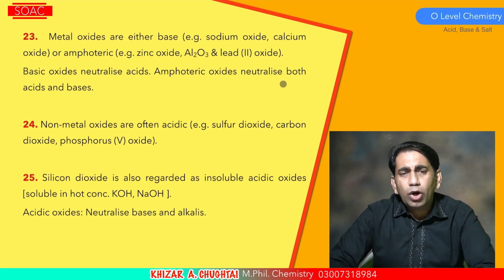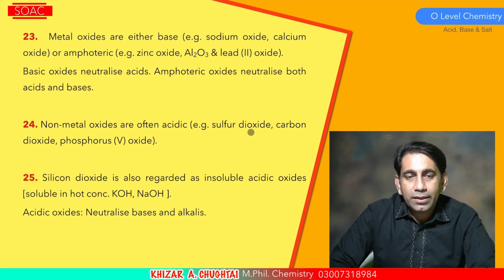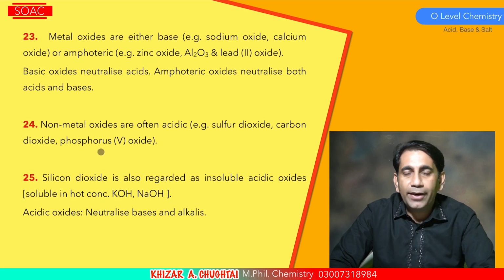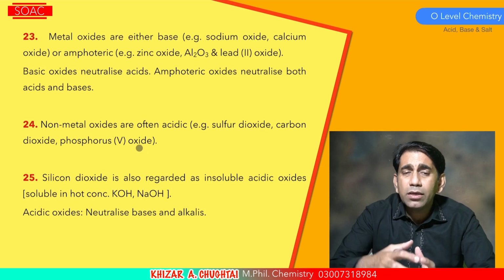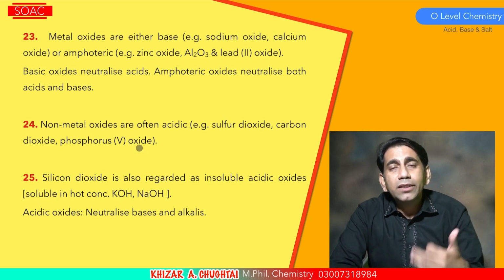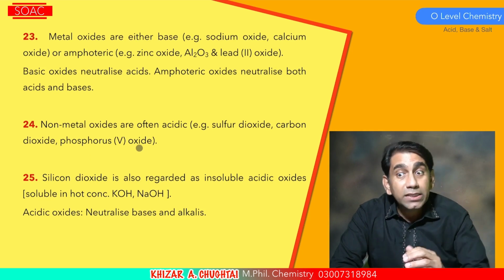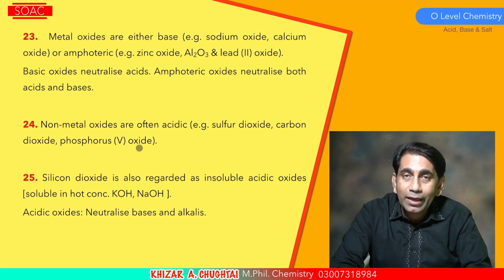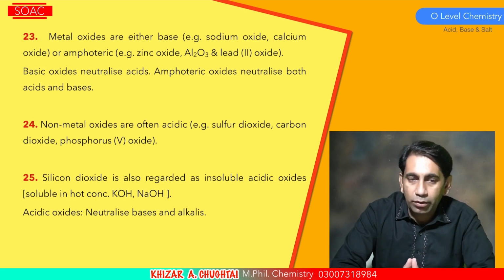The next point is non-metal oxides are often acidic oxides, like sulfur dioxide, carbon dioxide, nitrogen dioxide, phosphorus(V) oxide. I mean usually non-metallic oxides are acidic oxides. Some non-metallic oxides are neutral, like carbon monoxide. Some non-metallic oxides are amphoteric, like H2O. H2O is also a non-metallic oxide.